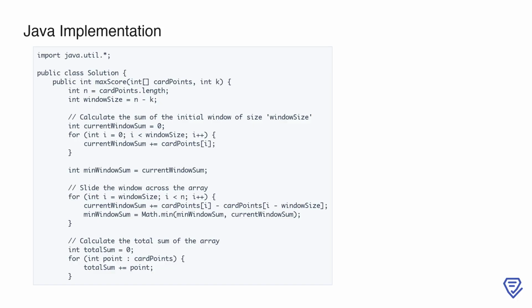This window represents the portion of the array that we will try to minimize in terms of its sum, because the smaller the sum of this window, the larger the sum of the remaining elements, which are the ones we want to maximize. Next, we initialize the sum of the first window of size window size. Using a simple loop, we iterate through the first window size elements of the array, adding their values to current window sum. At this point, we also set min window sum to the value of current window sum, because this is the smallest window sum we've encountered so far.